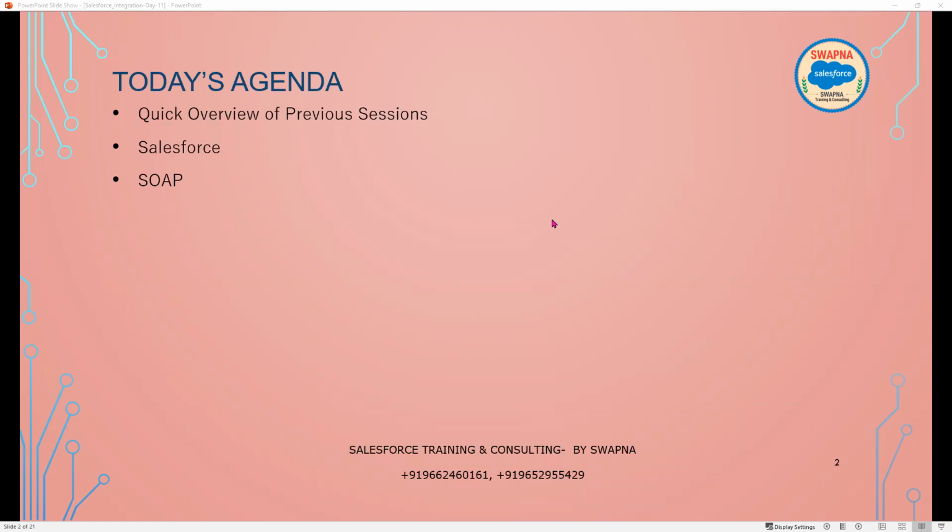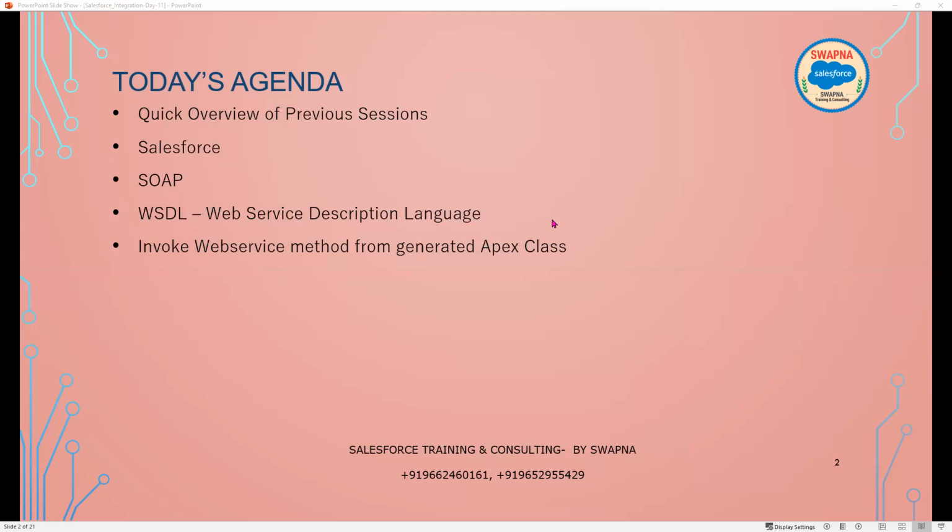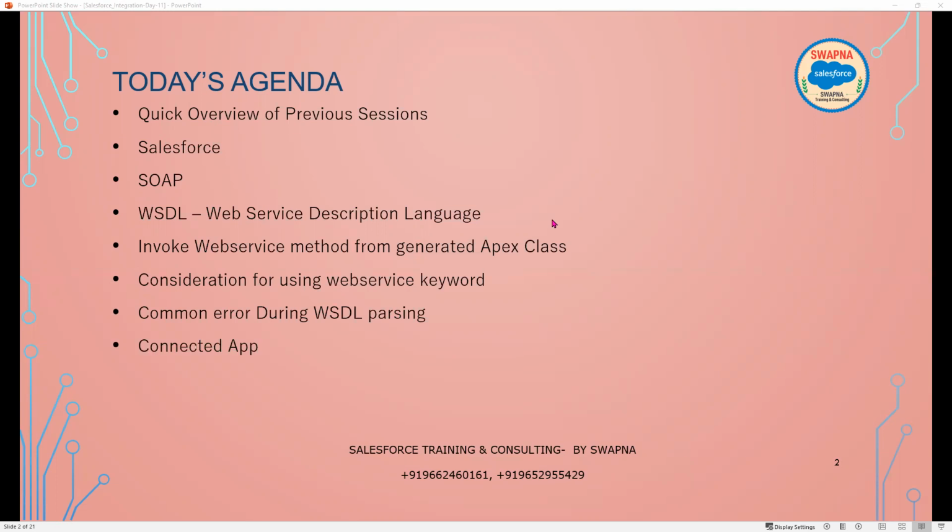And we will talk about SOAP. How can we implement a SOAP? What is the WSDL file? And how can we invoke the web service method from the generated Apex class? And what are the considerations for using web service keywords? And what are the common errors during the WSDL parsing? So this is what we will see. And then if time permits, we'll talk about the connected app. Otherwise, we'll do it next session.